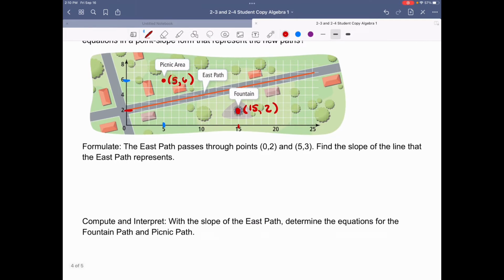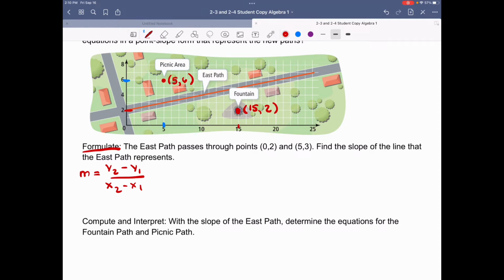Now, the first step is to formulate. The east path passes through points 0, 2, and 5, 3. Find the slope of the line that the east path represents. When we have these 2 points, we remember the equation in order to solve for the slope, which is m equals y2 minus y1 divided over x2 minus x1.